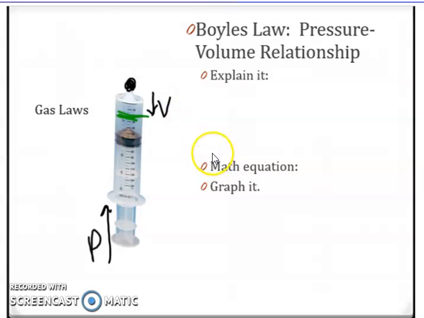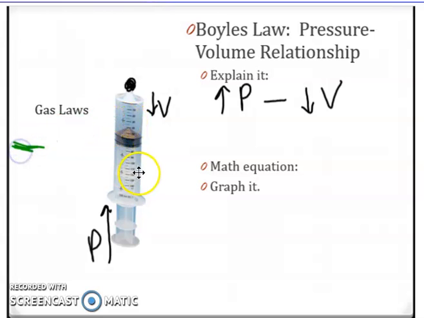And that's really what Boyle's Law is about. As you increase the pressure, what happens? The volume decreases. This is an inverse relationship. So vice versa would happen if I were to remove this.